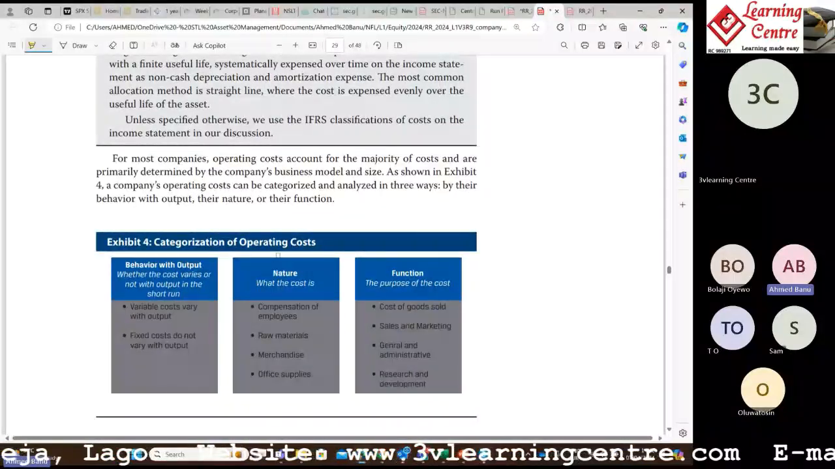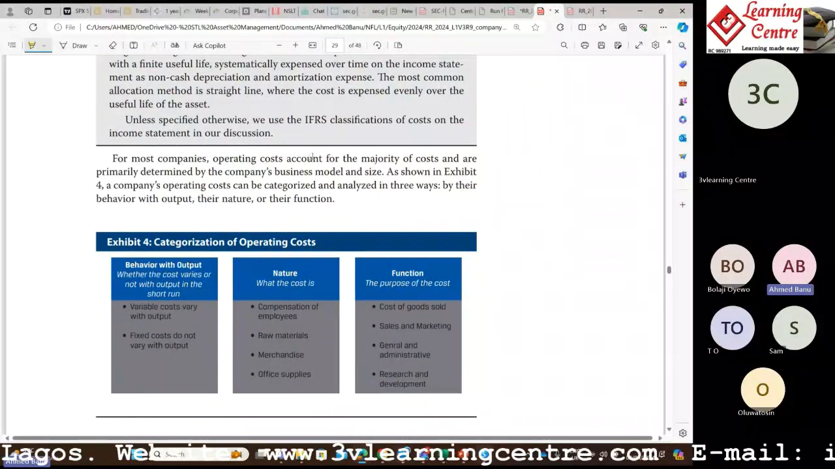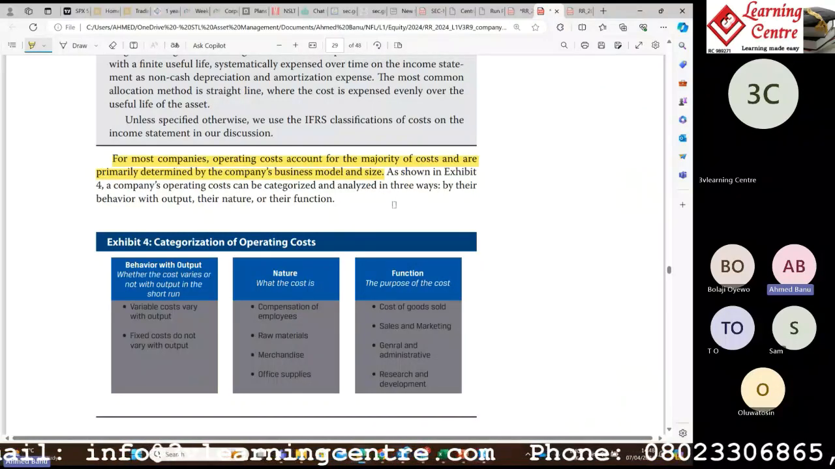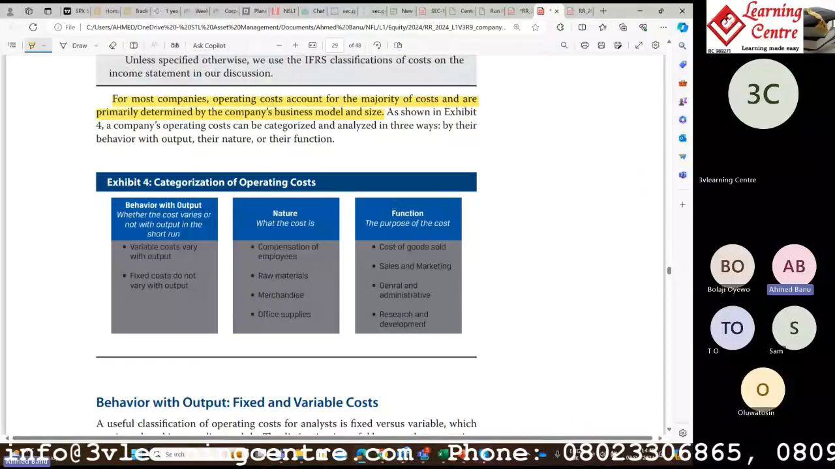For most companies, operating costs account for the majority of the costs and are primarily determined by the company's business model and size. Very, very key. As shown in Exhibit 4, a company's operating costs can be categorized and analyzed in 3 ways: by their behavior with output, their nature, and their function.